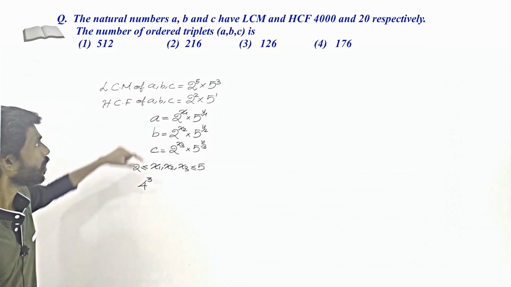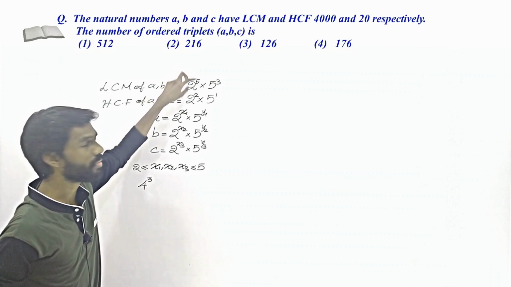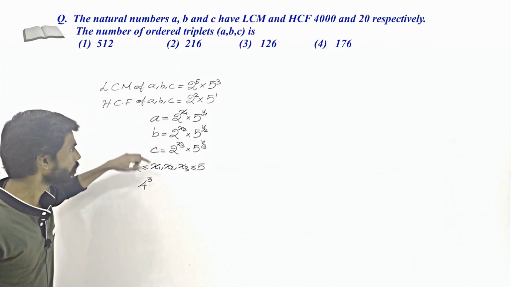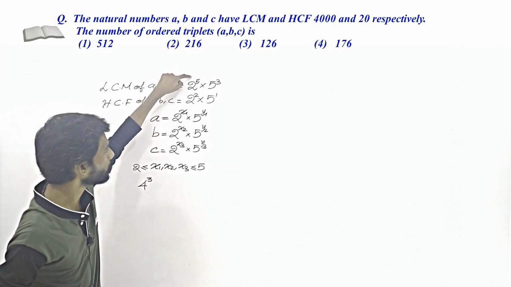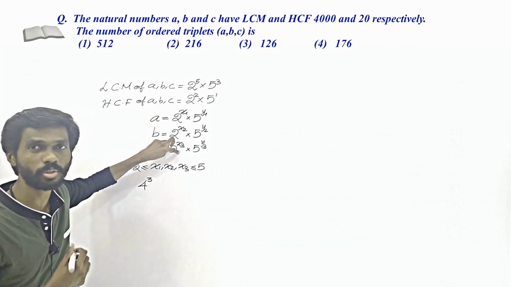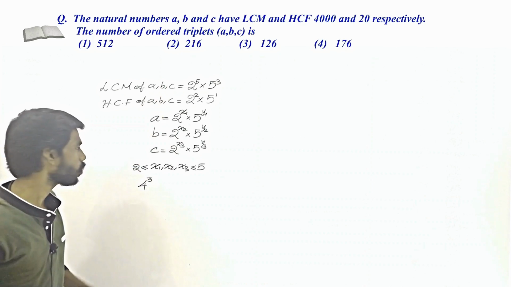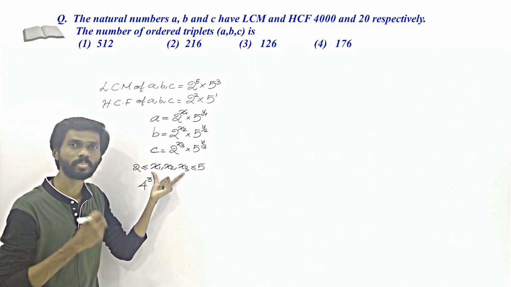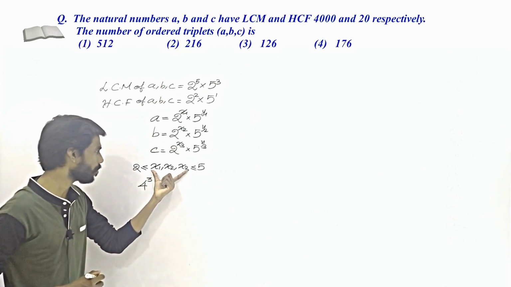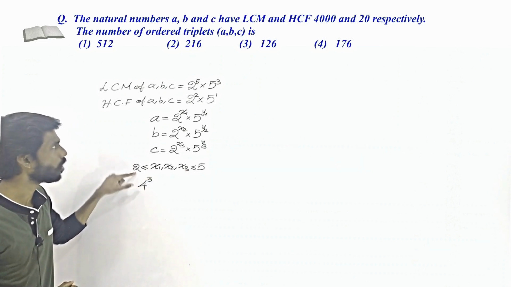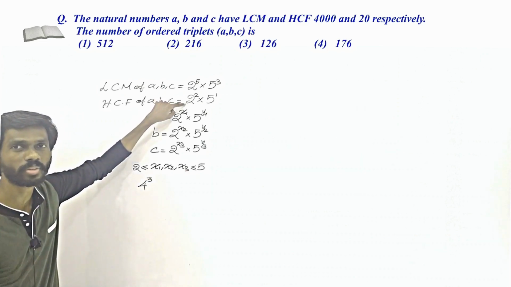Alright, but that is not the answer, because when you say x1, x2, x3 taking 4 possible values, that may include cases in which this 5 is not included at all. The LCM of these numbers must be 2 to the power 5, which means one of the numbers must be equal to 5. See, if no number is 5, that means the LCM is not 2 to the power 5. So one number among these three must be equal to 5. Similarly, one number among these three must be equal to 2. Otherwise, this will not be the HCF of the given numbers.